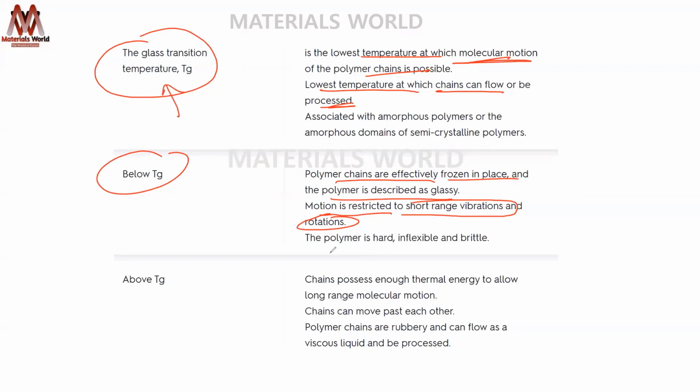And near Tg, you will get segmental mobility. And above Tg, the chain possesses enough thermal energy to allow long range molecular motion. So above Tg means the rubbery state.